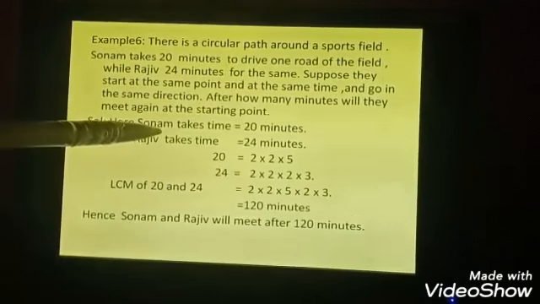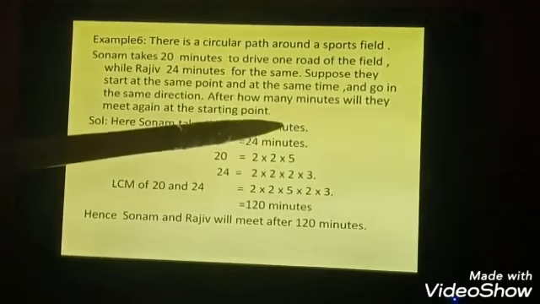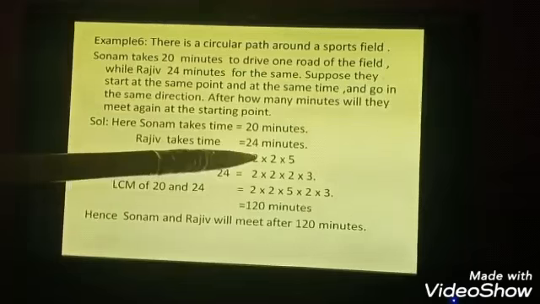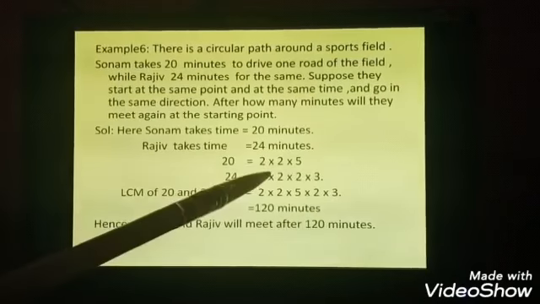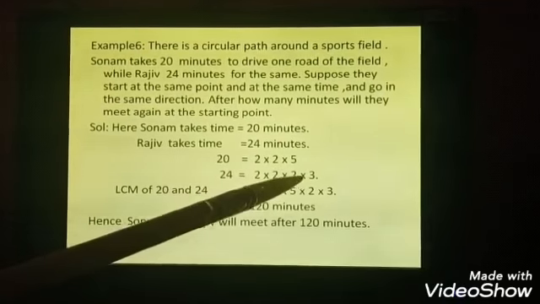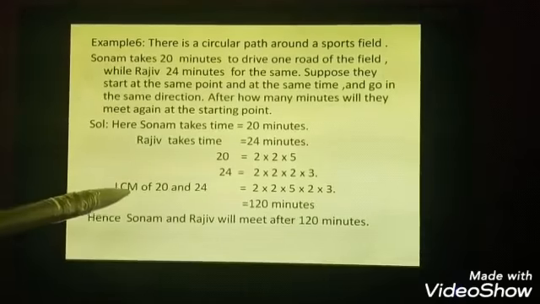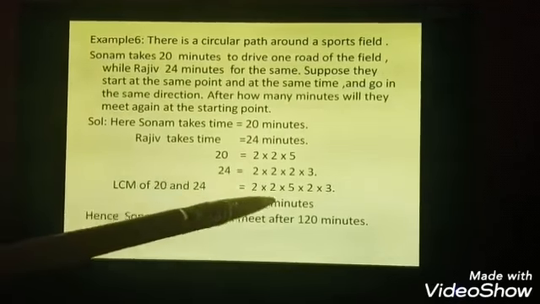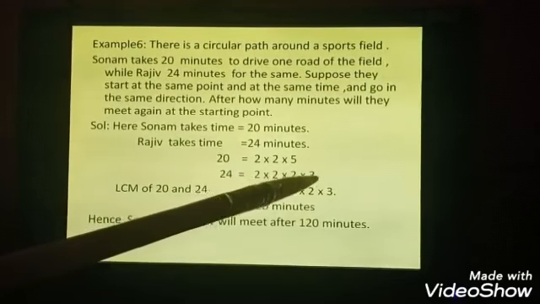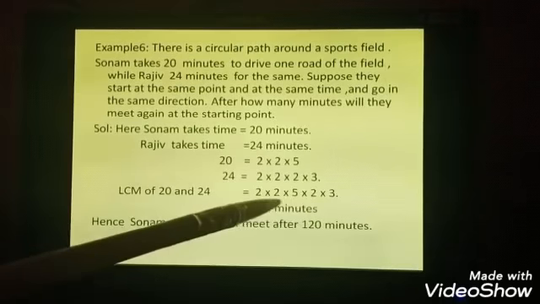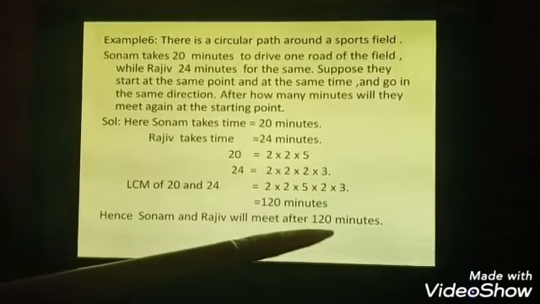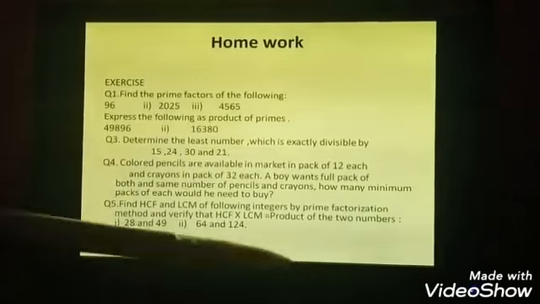Here let us see how much time each takes. Sonam takes 20 minutes. Rajiv takes 24 minutes. We have to write these in prime factors. First of all, 20 is equal to 2 × 2 × 5. Similarly 24 is equal to 2 × 2 × 2 × 3. Thus the LCM of 20 and 24 is 2 × 2 × 2 and the uncommon factors 3 and 5, that is equal to 120 minutes. Thus Sonam and Rajiv will meet again at the starting point after 120 minutes.